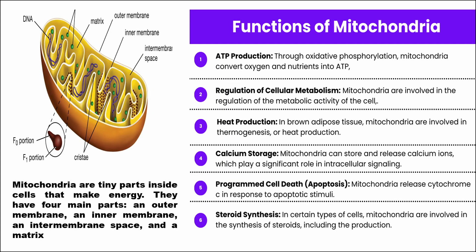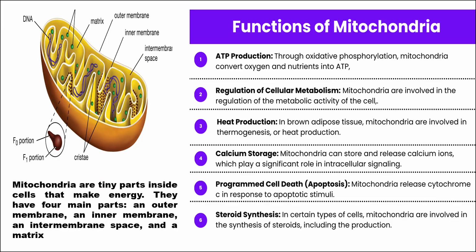Next comes your mitochondria, the powerhouse of a cell. These are tiny parts inside cells that make energy. They have four main parts: an outer membrane, an inner membrane, an intermembrane space, and a matrix. This is how it looks, like a sausage. What is the function of these mitochondria? ATP production, regulation of cellular metabolism, heat production, calcium storage, programmed cell death, and steroid synthesis.